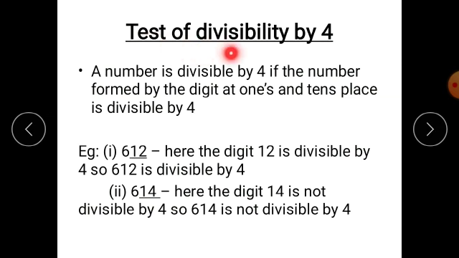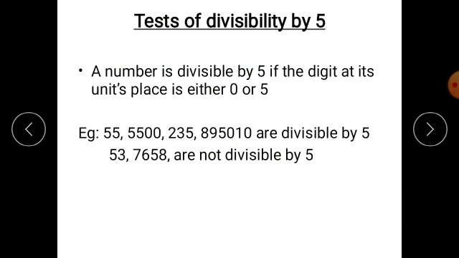Next you have test of divisibility by 4. A number is divisible by 4 if the number formed by the digits at ones and tens place is divisible by 4. Say for example 612. Here the number 12 is divisible by 4, so 612 is divisible by 4. If you take 614, 14 is not divisible by 4, so 614 is not divisible by 4.